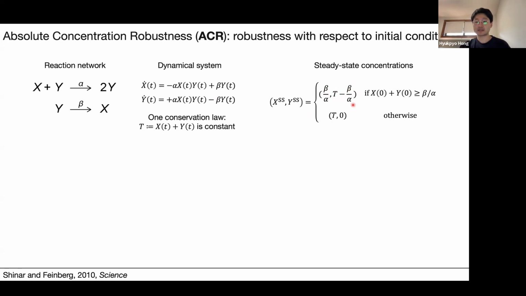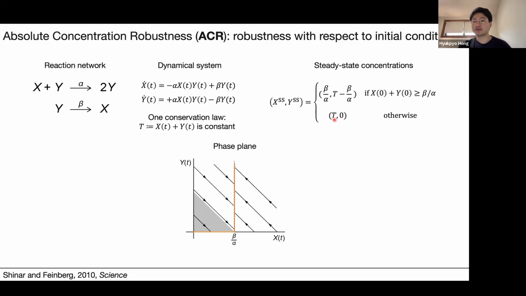If our conserved quantity, the conservation law T, or the summation of x and y, is larger than or equal to this threshold, beta divided by alpha, then the steady state is given by this formula. Otherwise, the steady state becomes (T, 0). Basically, this second type of steady state means that the first species x absorbs everything from x and y.